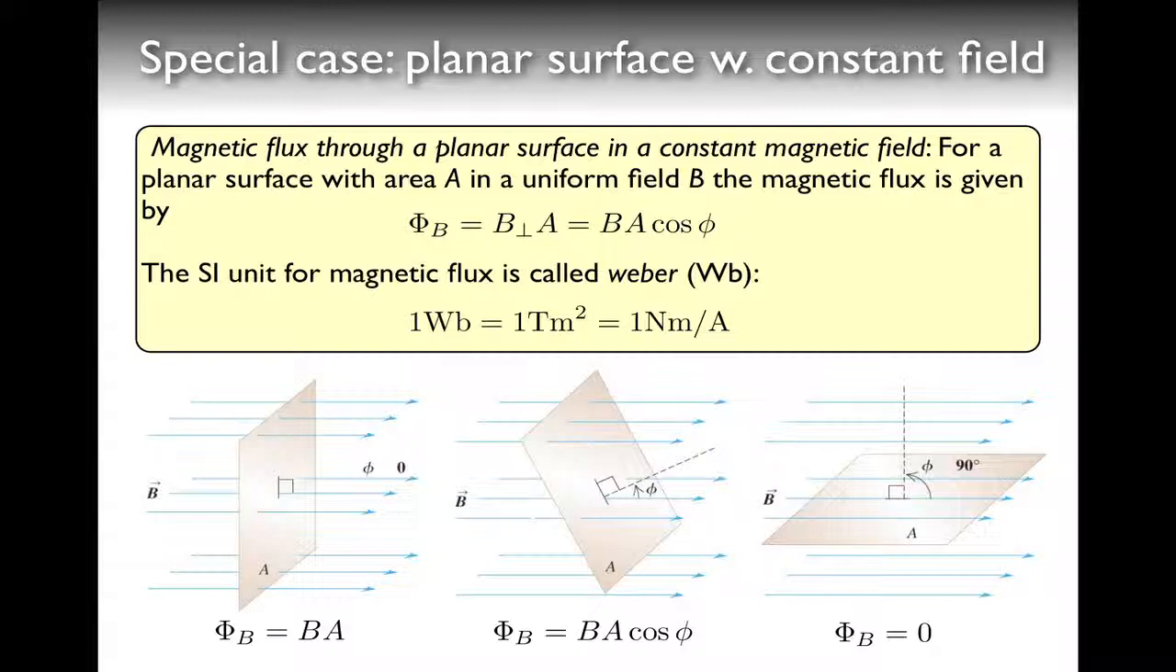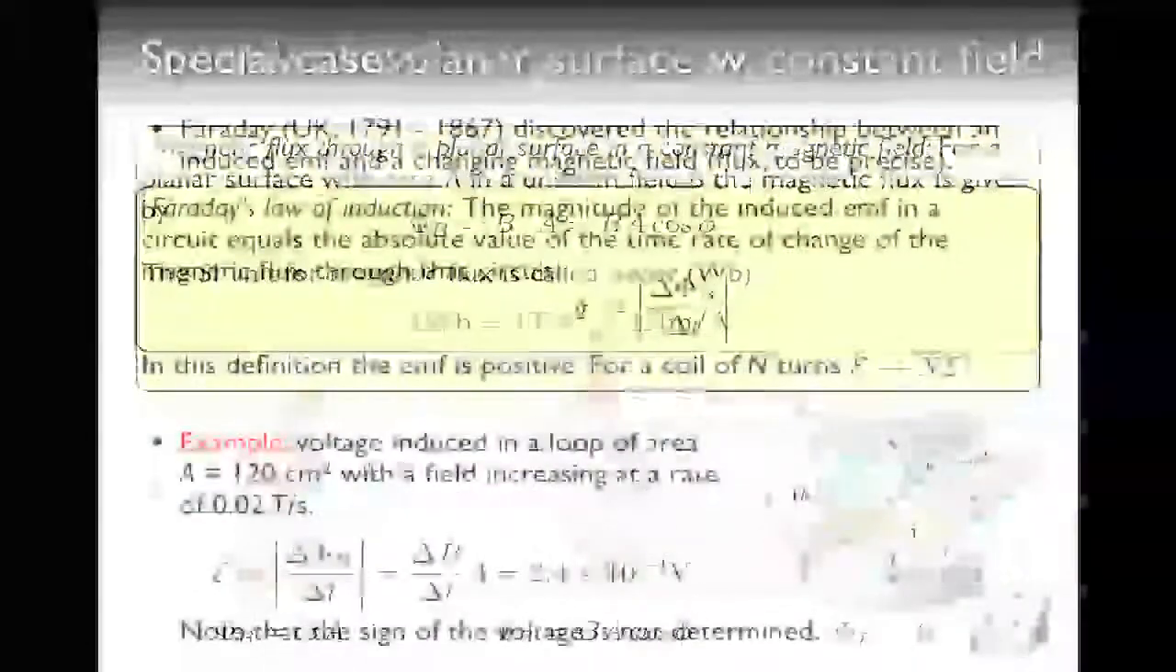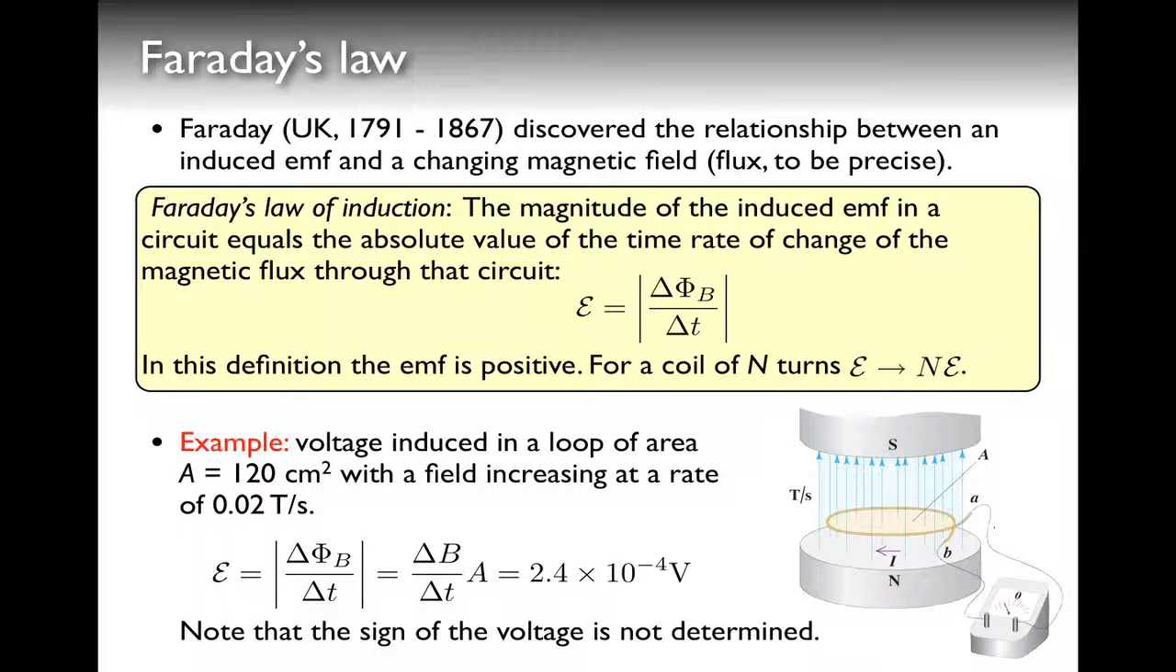And this leads now to a very important law known as Faraday's law. Faraday was an English scientist, 1791 to 1867, who discovered the relationship between an induced EMF and a changing magnetic field. Flux, to be precise. I want to emphasize that whenever you change the flux in the system, you induce something. And Faraday's law says the following.